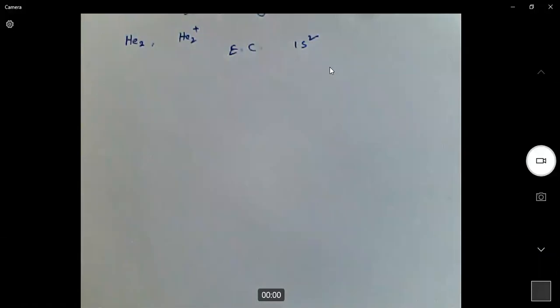Now we will try to draw the MO diagrams for helium molecules, and we will say whether these molecules will exist or not.